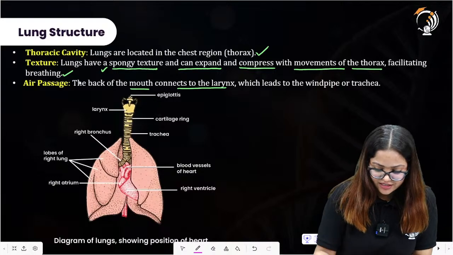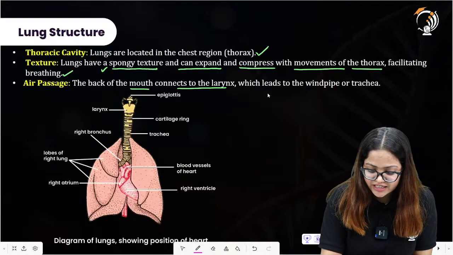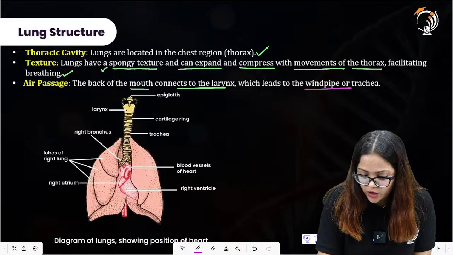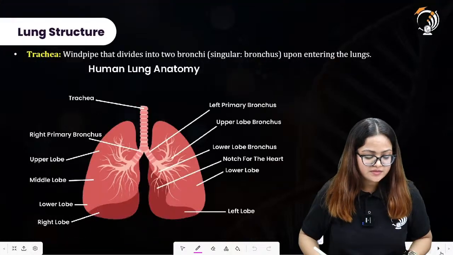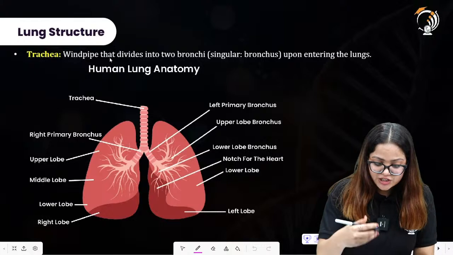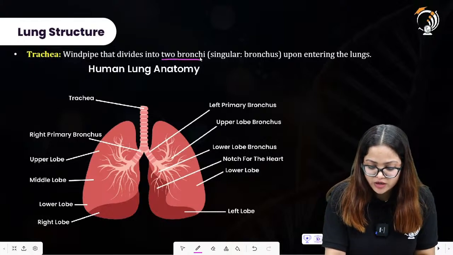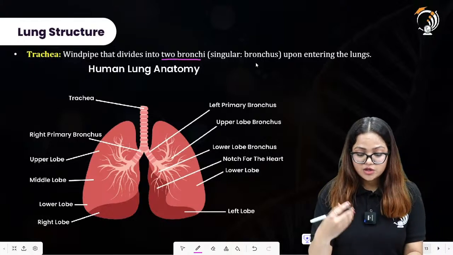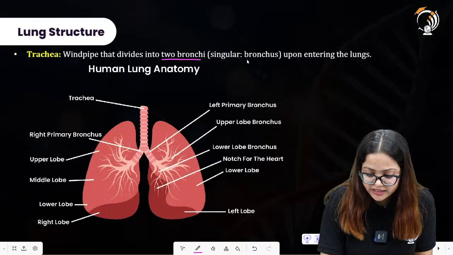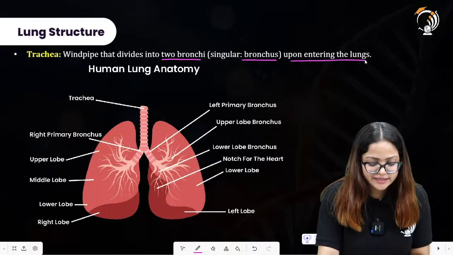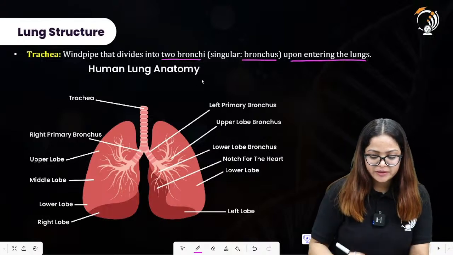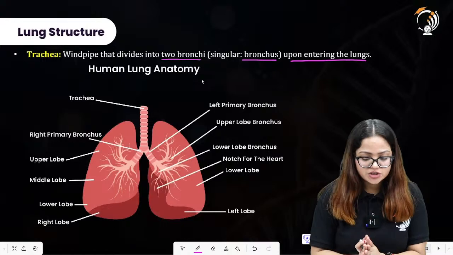All right. The back of the mouth connects to the larynx, which leads to the windpipe or trachea. The trachea, the windpipe, divides into two bronchi, and when we term a single pipe, we call it a bronchus. Upon entering the lungs, human lung anatomy, it is actually the anatomical structure present over here.